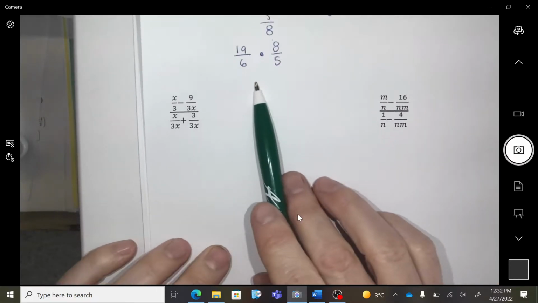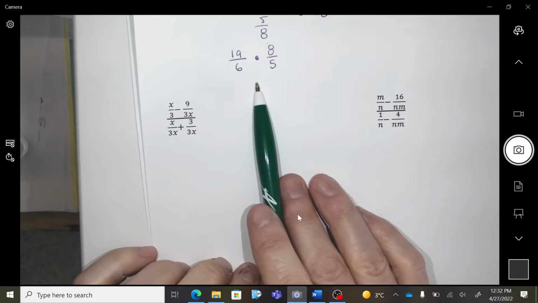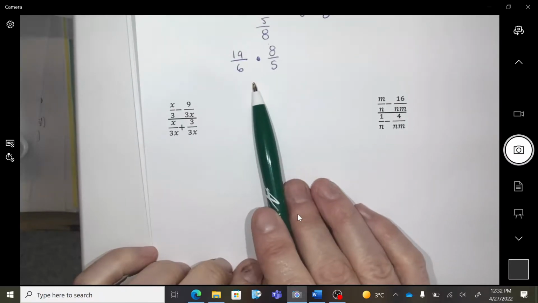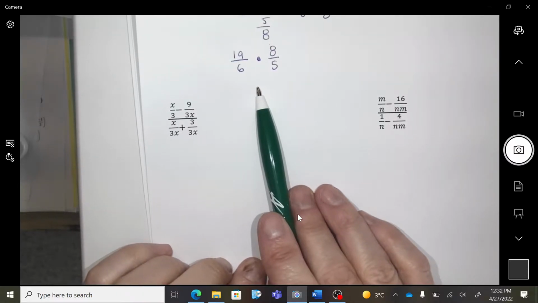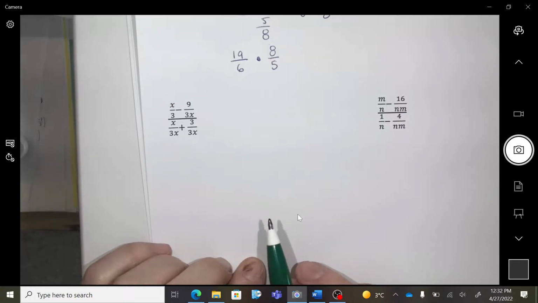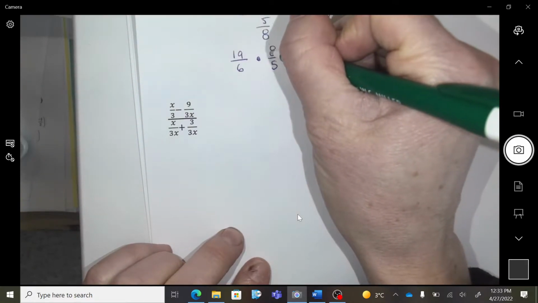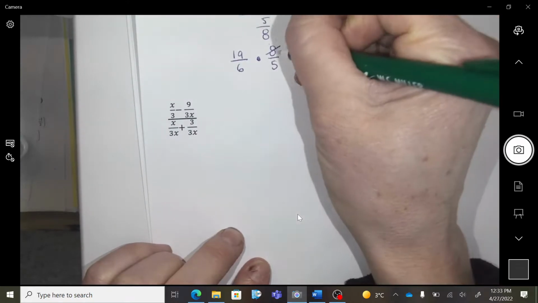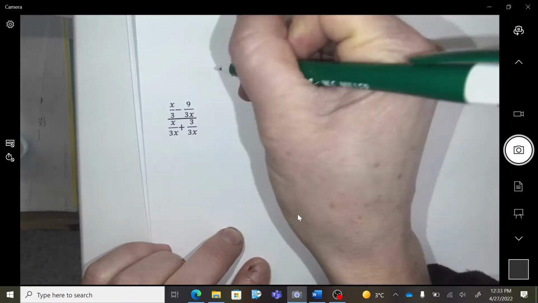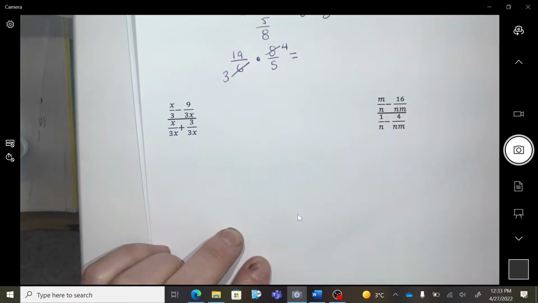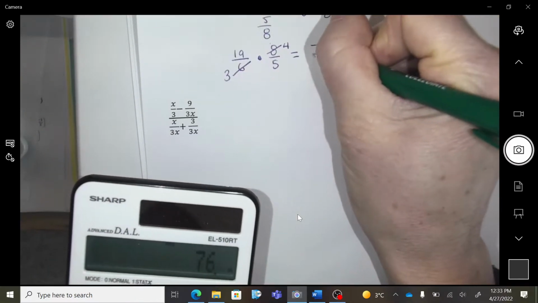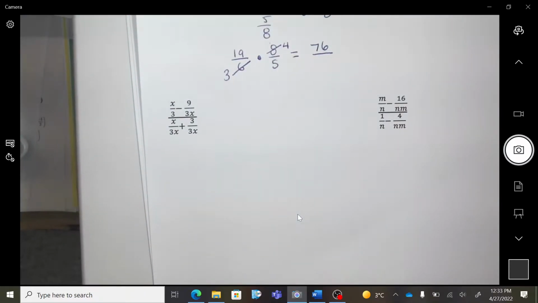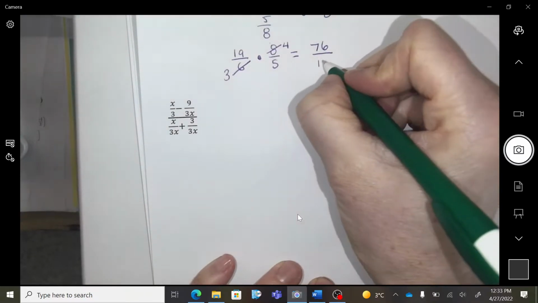Okay, when you look at this, is there anything you can cancel out? There is something. I can divide the top and the bottom somewhere, both by a 2. So if I do that, the 8 becomes a 4 and the 6 becomes a 3. That's it, because I know 19 is a prime number. So 76 over, you can do that one in your head. What's 3 times 5? 15.